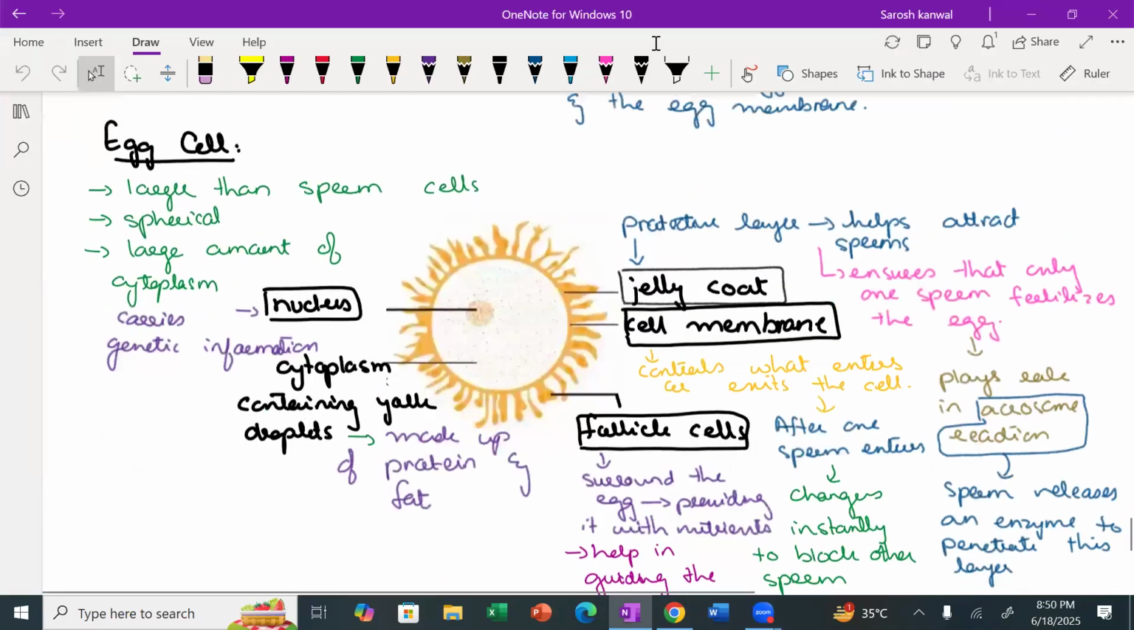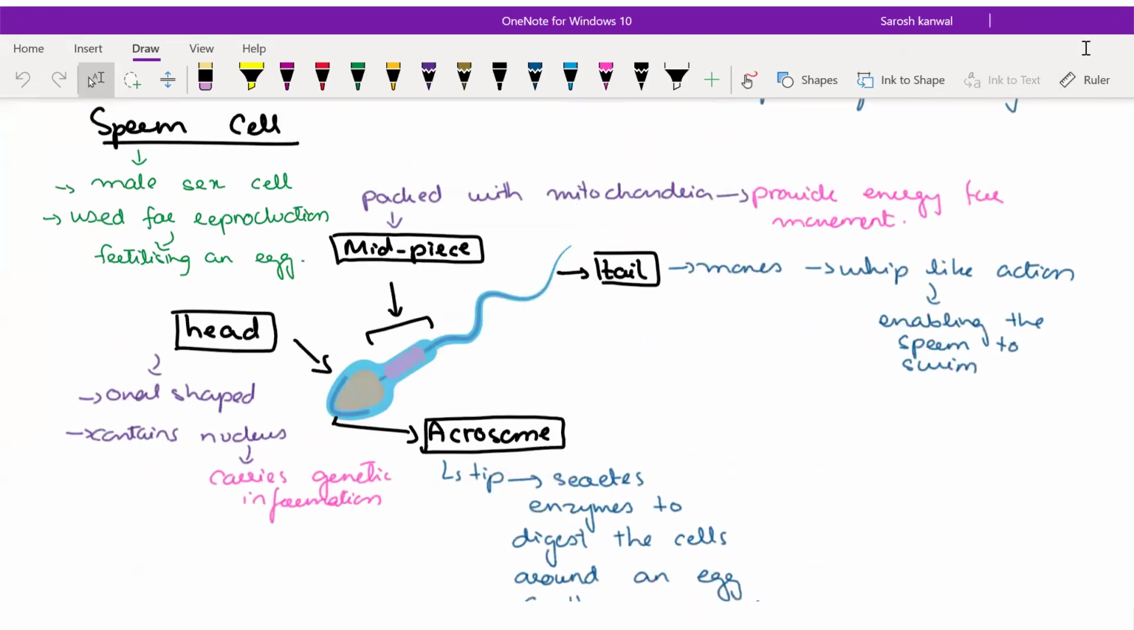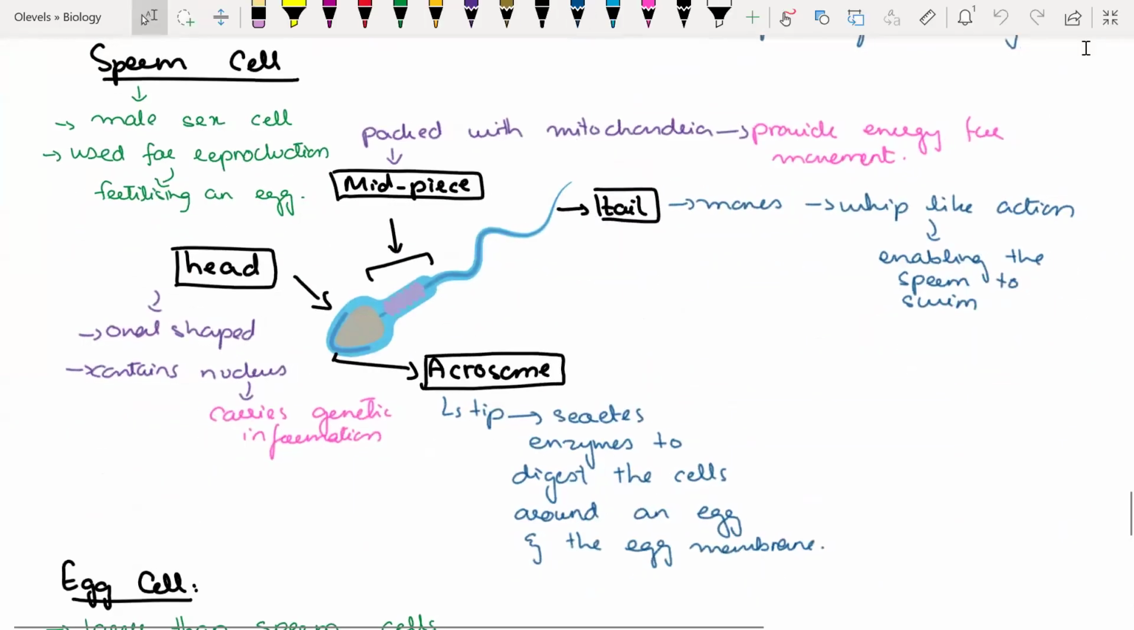Okay, we are going to start from the same topic where we left, right, Mipsam? Okay. Okay, so we will start from the sperm cell.